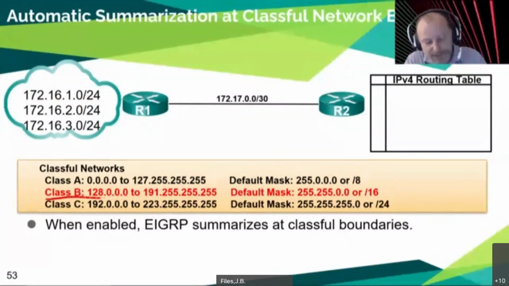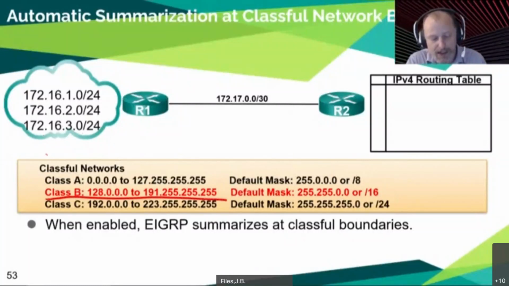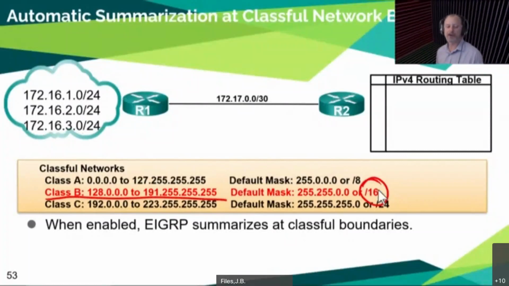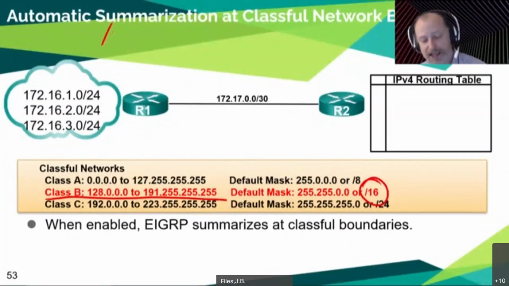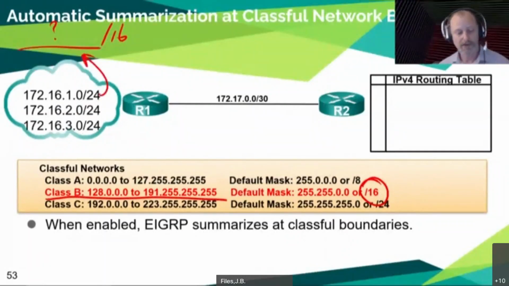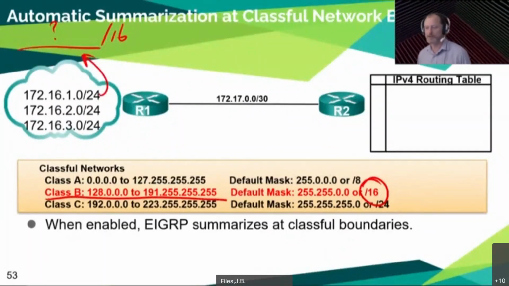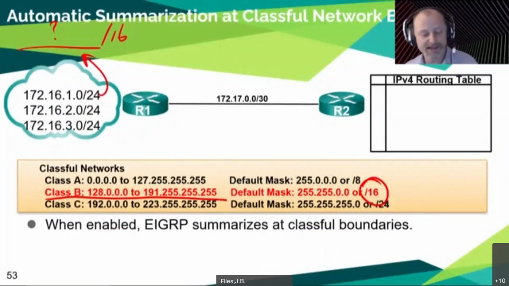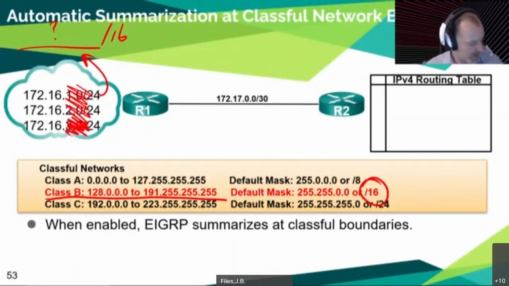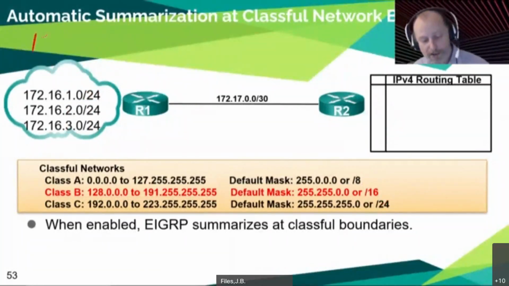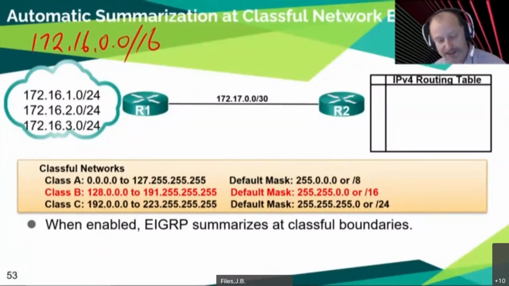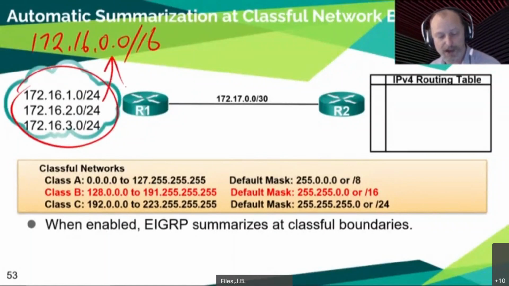So this is a class B network, right? It's 172.16. So what classful network are they a part of? Which /16? Which /16 network would they belong to? Well, that's easy. Just drop those. Okay. So these belong to the 172.16.0.0/16 network. Okay. So those all belong to there.